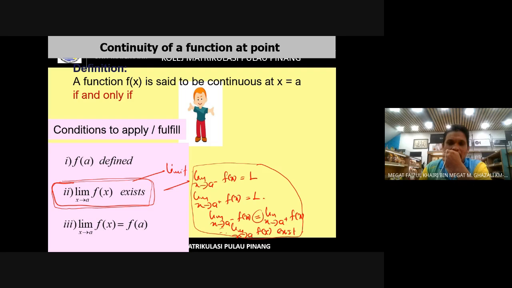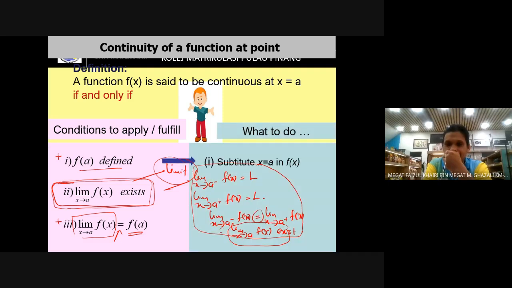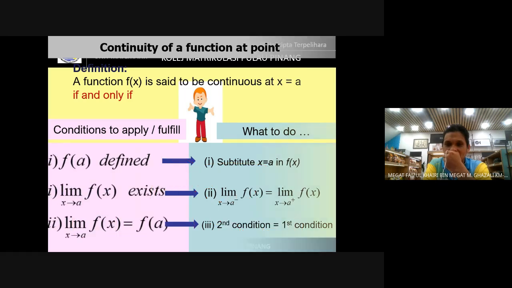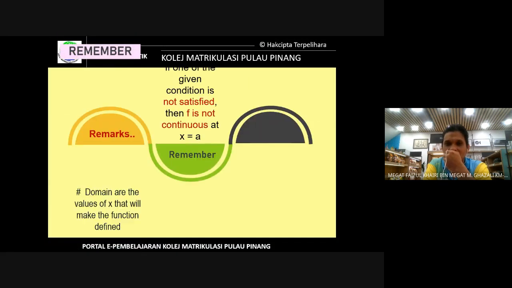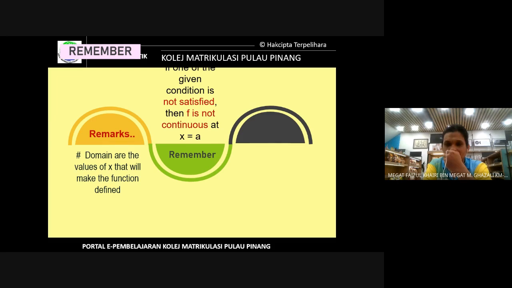So we bring this condition of limit into this part, in addition to these two conditions: f(a) is defined, and the limit of the function f(x) exists and is exactly equal to f(a). Then we come to the conclusion that the function is continuous at the point x equal to a.